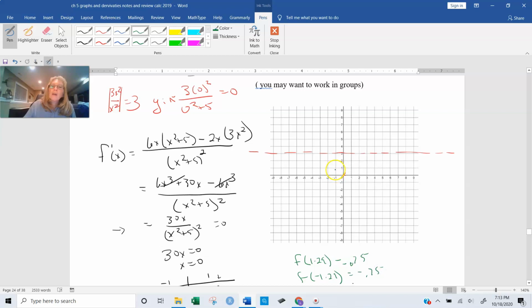So we are here, and we are here. Inflection point says it goes up and turns, and this guy goes up and turns. Isn't that the coolest graph ever?